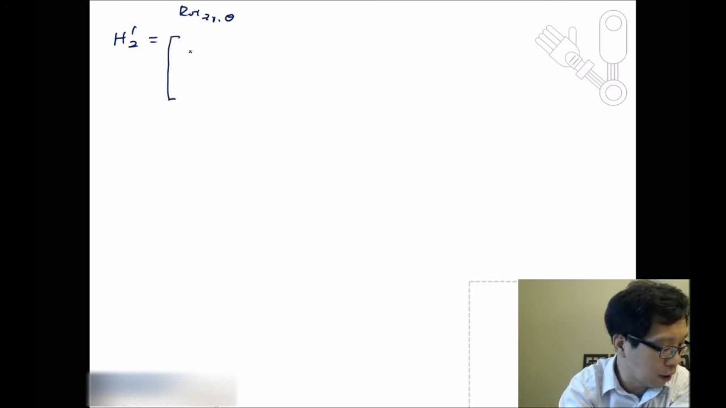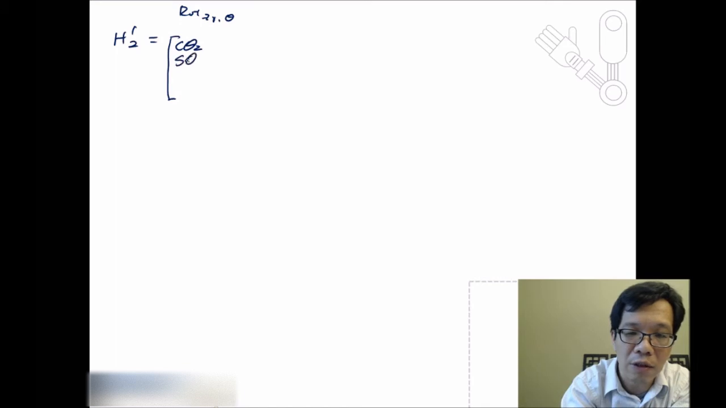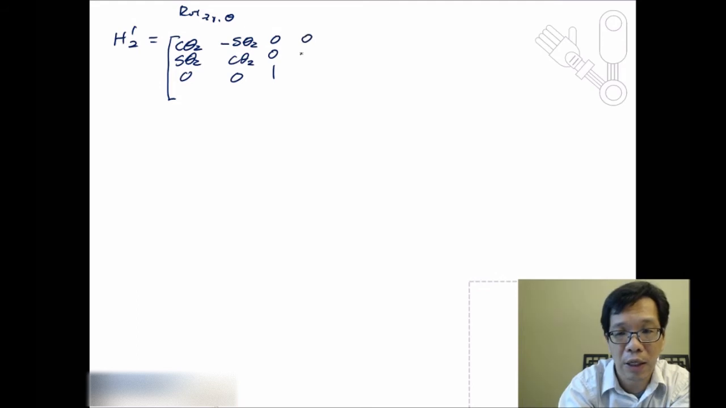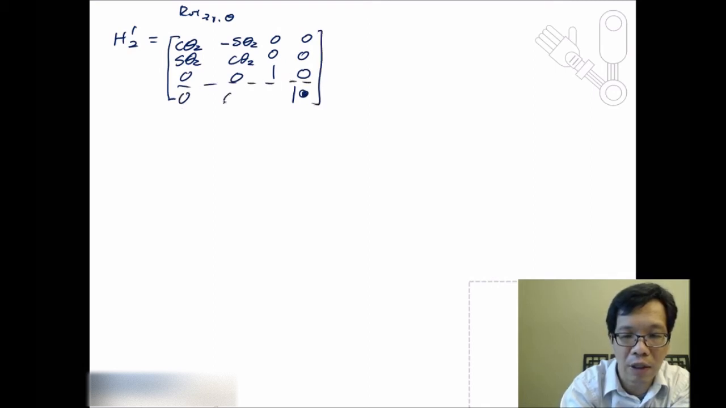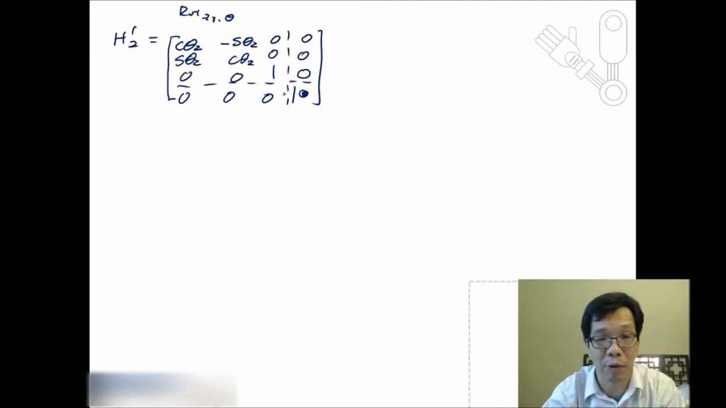So it's going to be cosine theta 2, sine theta 2, negative sine theta 2, cosine theta 2, 0, 0, 0, 0, 1. That's my rotation. Just standardize everything. That is going to be my rotation.